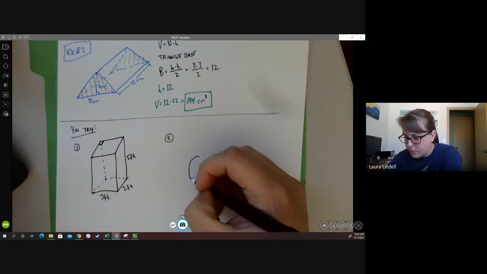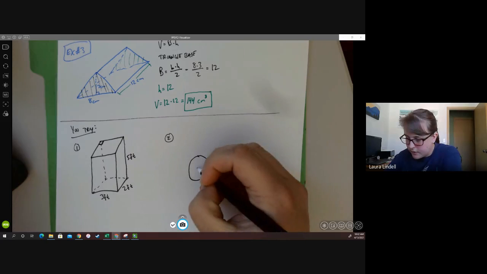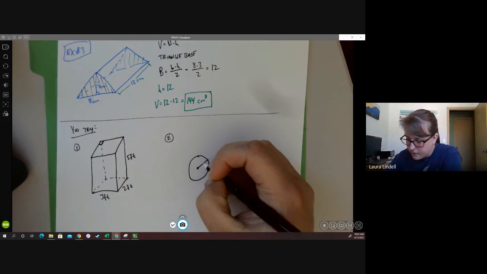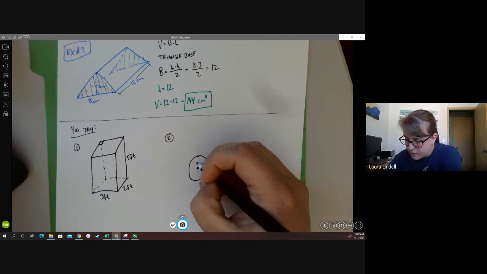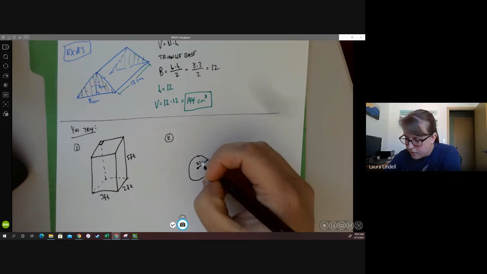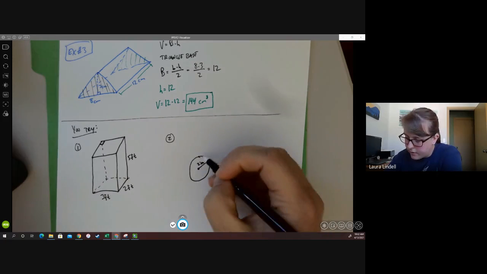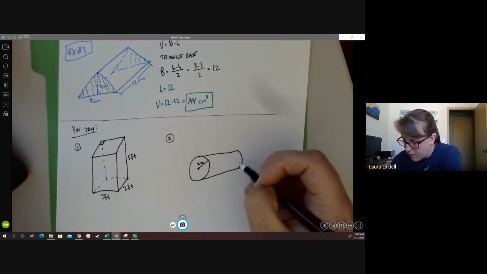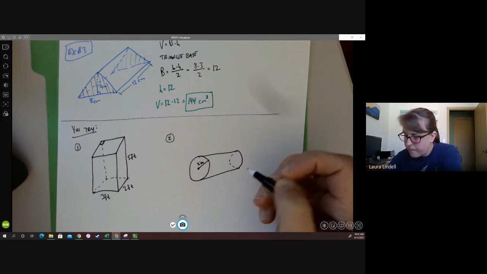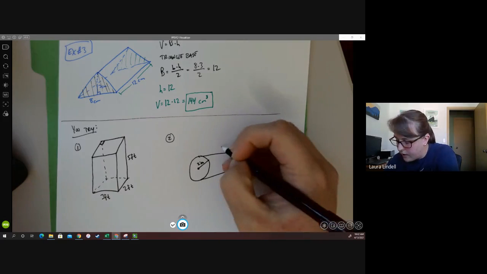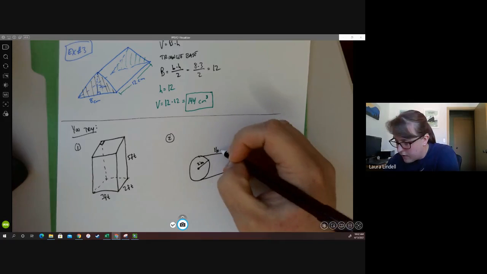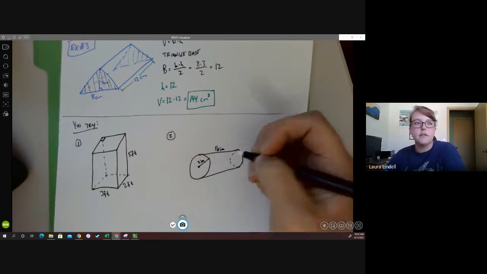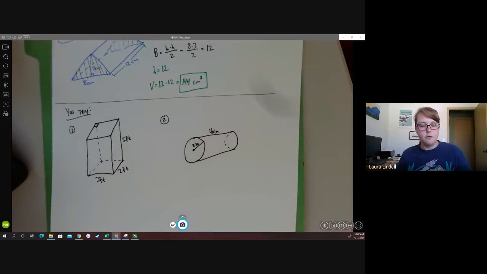And then here we'll do a cylinder with a 2-inch radius. And then this side is 16 inches. Go ahead and find the volume for both of those.